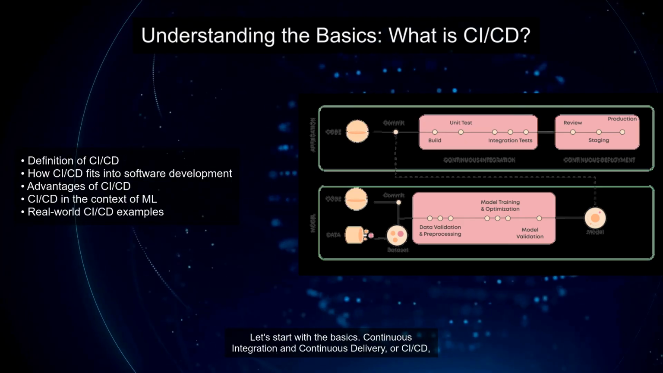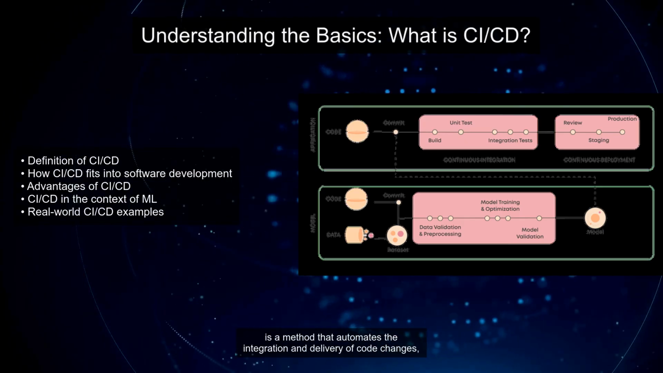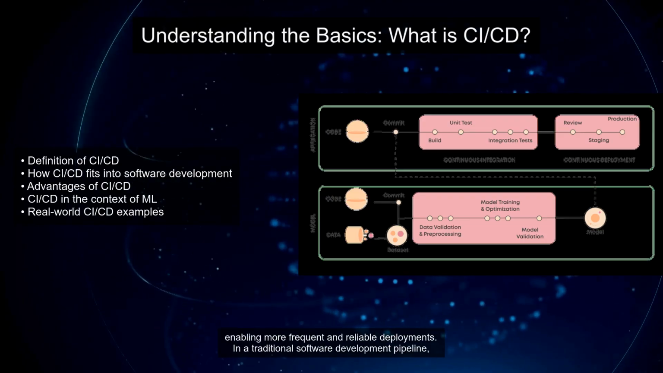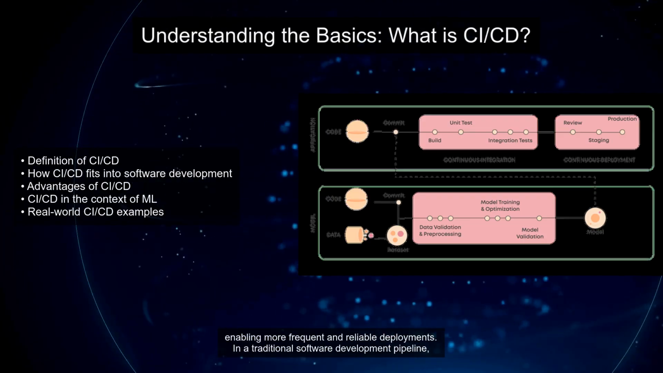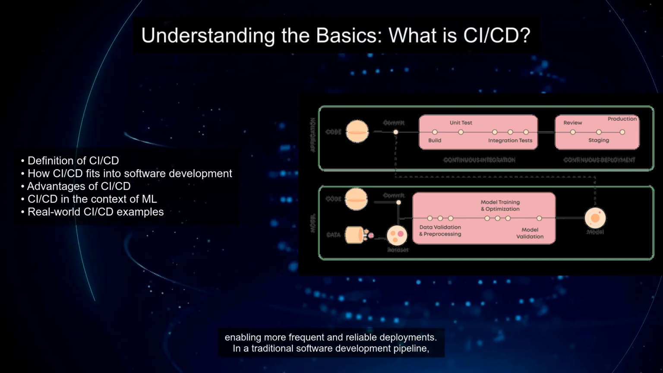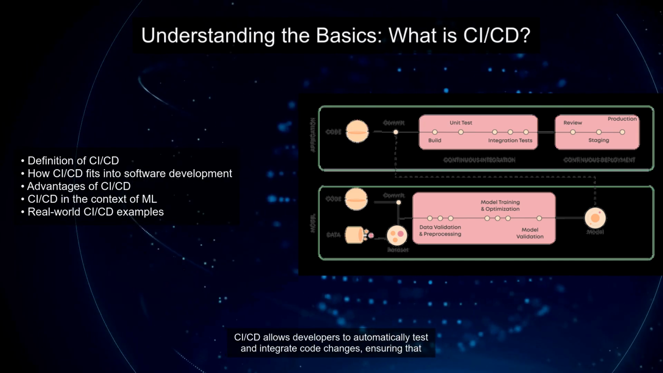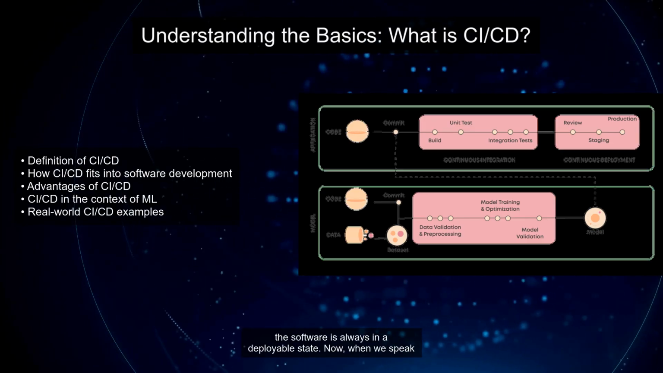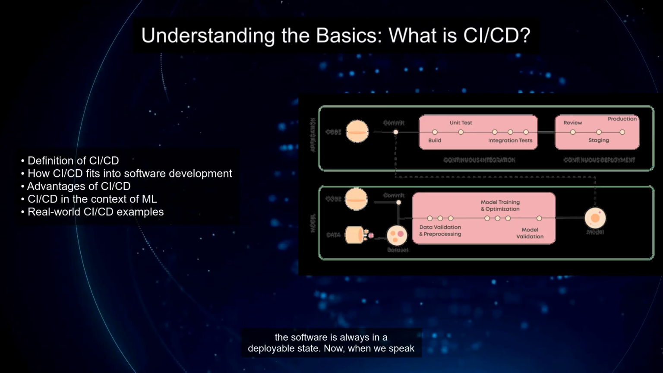Continuous integration and continuous delivery, or CI/CD, is a method that automates the integration and delivery of code changes, enabling more frequent and reliable deployments. In a traditional software development pipeline, CI/CD allows developers to automatically test and integrate code changes, ensuring that the software is always in a deployable state.